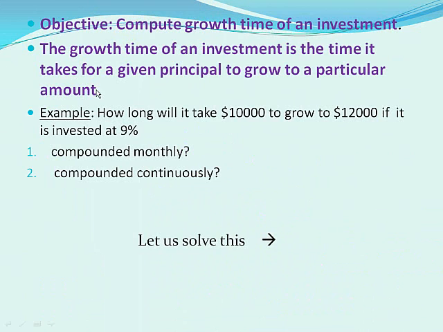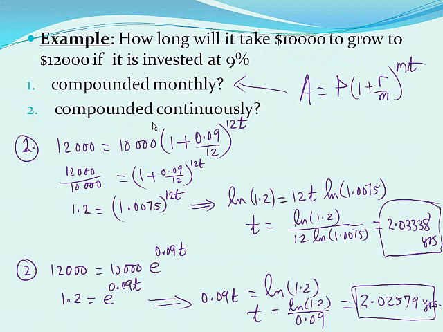Compute the growth time of an investment. The growth time of an investment is the time it takes for a given principal to grow to a particular amount. For example, how long will it take 10,000 to grow to 12,000 if it is invested at 9% compounded monthly, or if it is invested at 9% compounded continuously? Let's do this example. We have $10,000 invested that grows to $12,000 at a 9% rate compounded monthly. So we need to find the time value.